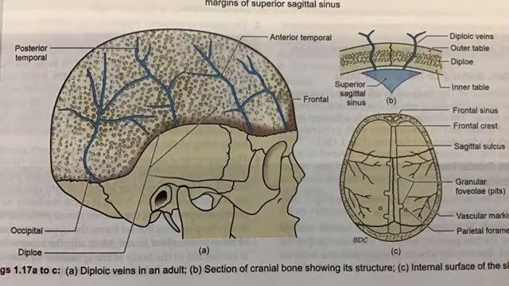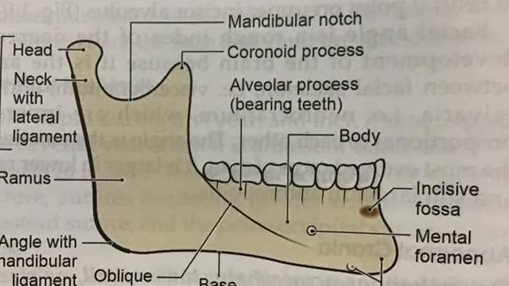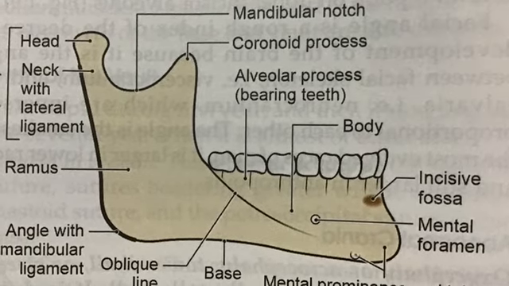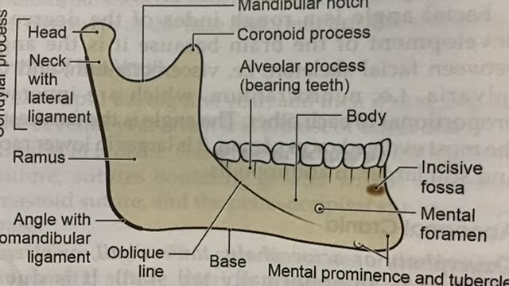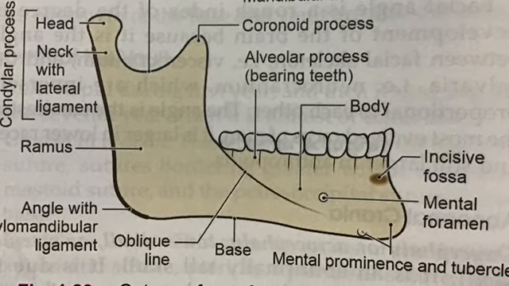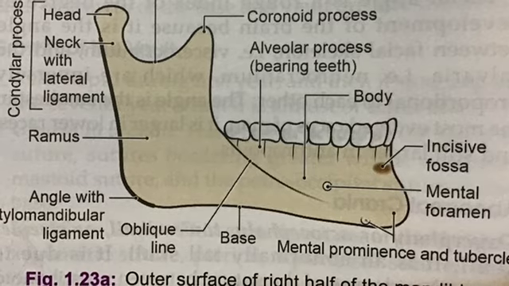These are the diploic veins, which are shown connected beyond the skull with the superior sagittal sinus. This is the mandible bone. You can see the head, neck, and lateral ligament, that is the condylar process, and the ramus. There is the mental prominence, incisive fossa, mental foramina, alveolar process anteriorly, and the oblique line. There is the angle of the mandible, the stylomandibular ligament and angle.